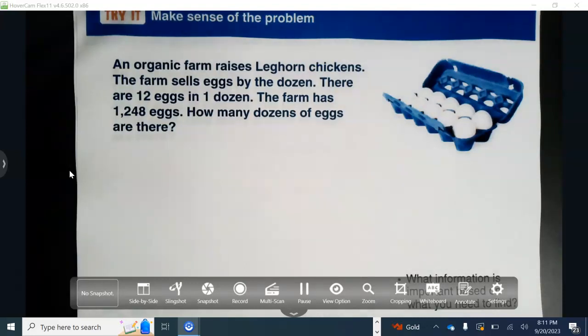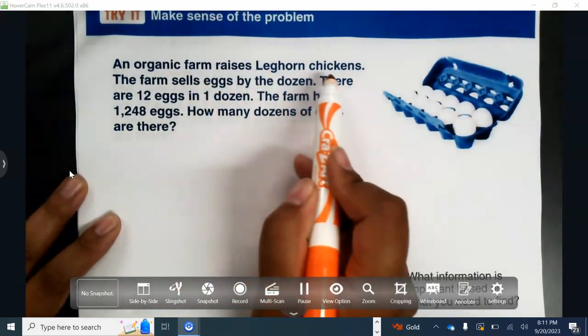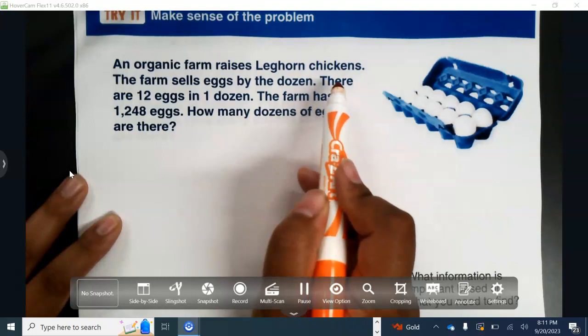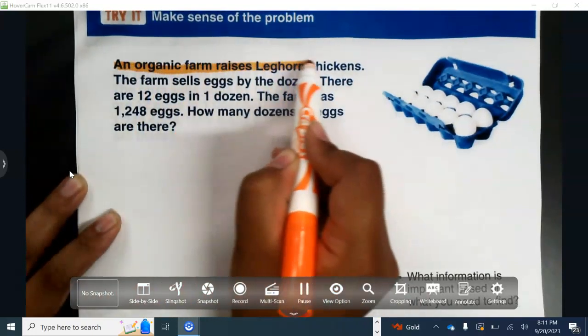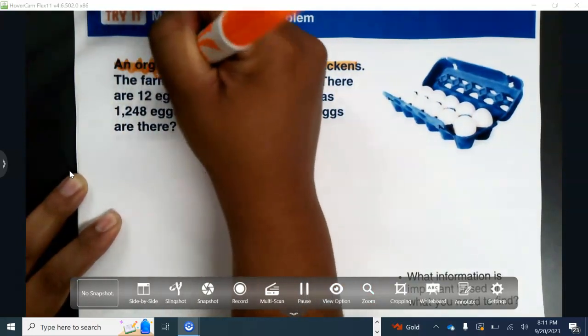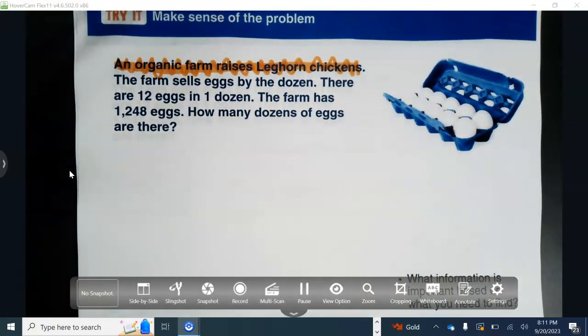Okay, so I'm going to use my orange marker to cross out information that I don't really need. For example, an organic farm raises Leghorn chickens. It's nice to know that there's chickens on this farm, but it doesn't really help me answer the problem. So I'm going to cross it out. Try to use a black marker. Give me a second.